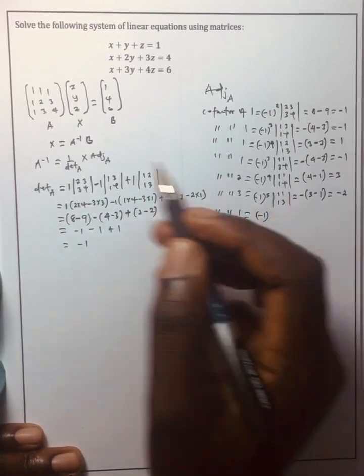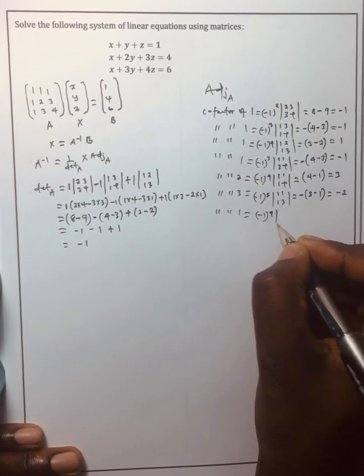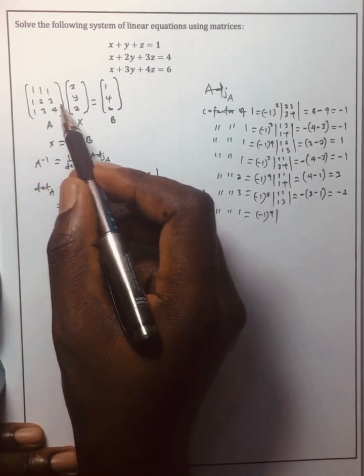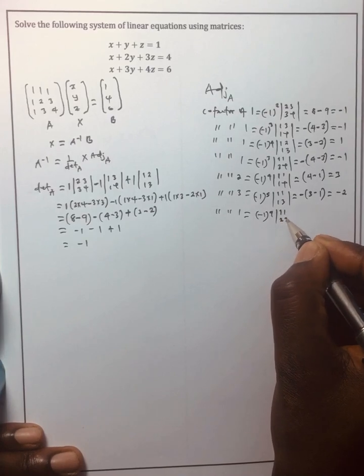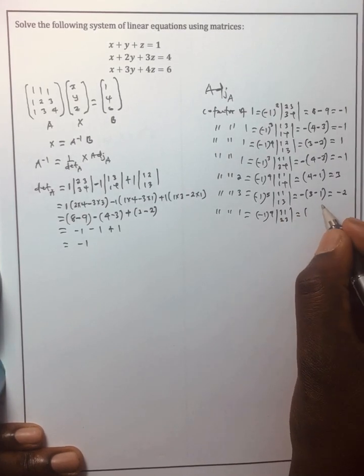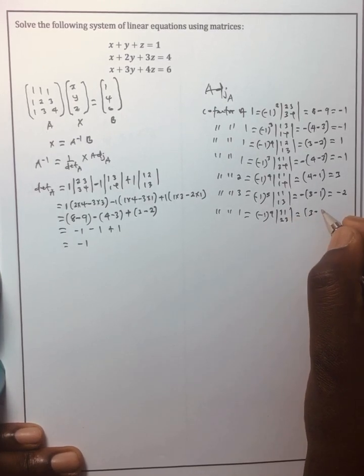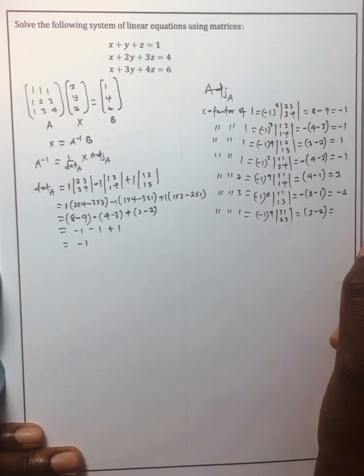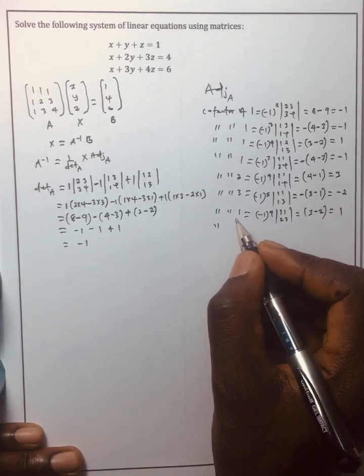Negative 1 raised to power. So 1 is in row 3, column 1. So that is a power of 4. So when you cover its row and its column, you have 1, 1, 2, 3. So that is the same as 1 times 3, which is 3, minus 1 times 2, which is 2. So that is 1. Then the next one we have 3.